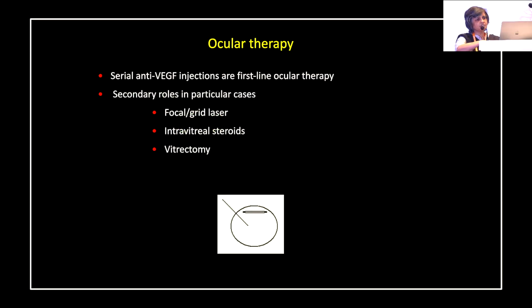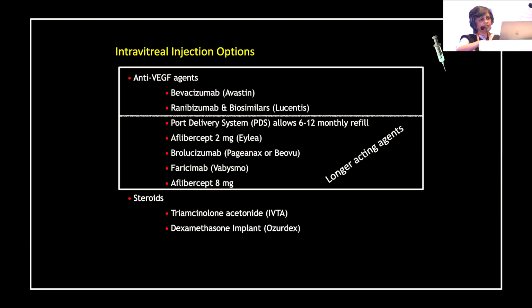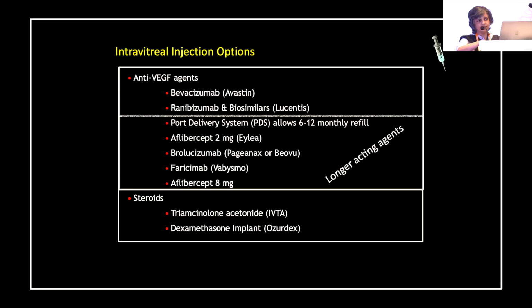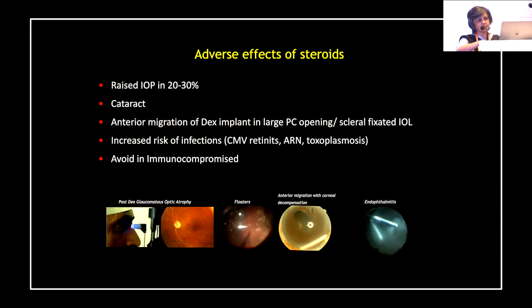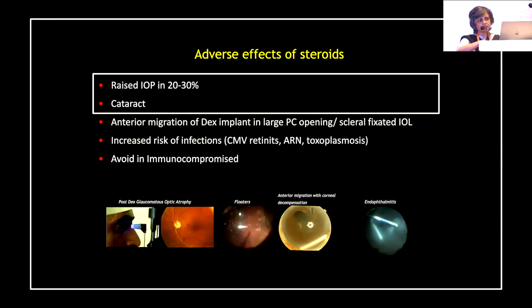So anti-VEGF injections are the first line of treatment and have good response. These are the various anti-VEGF injections and steroids. Steroids are second line because of their major side effects. Dex implant can migrate into the anterior chamber if there is a large opening, as with a scleral fixated IOL. As you see in the picture second from right, that's my own patient with a scleral fixated IOL, and it can cause a corneal decompensation with very high IOP. This we were able to remove in an emergency and the patient was doing well.